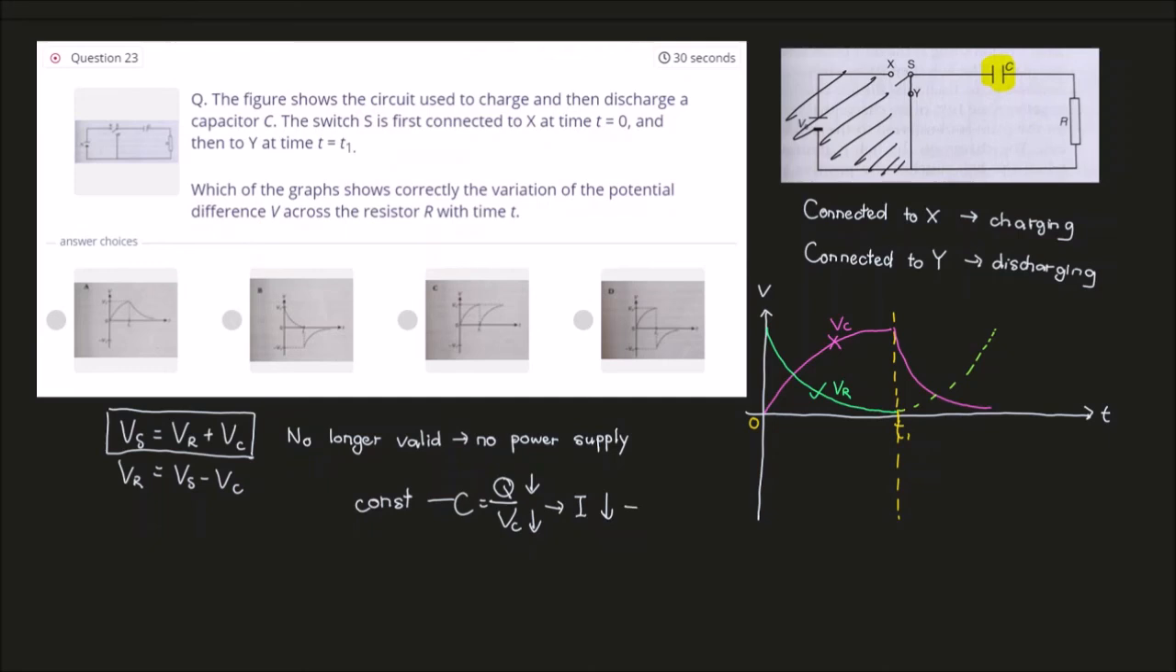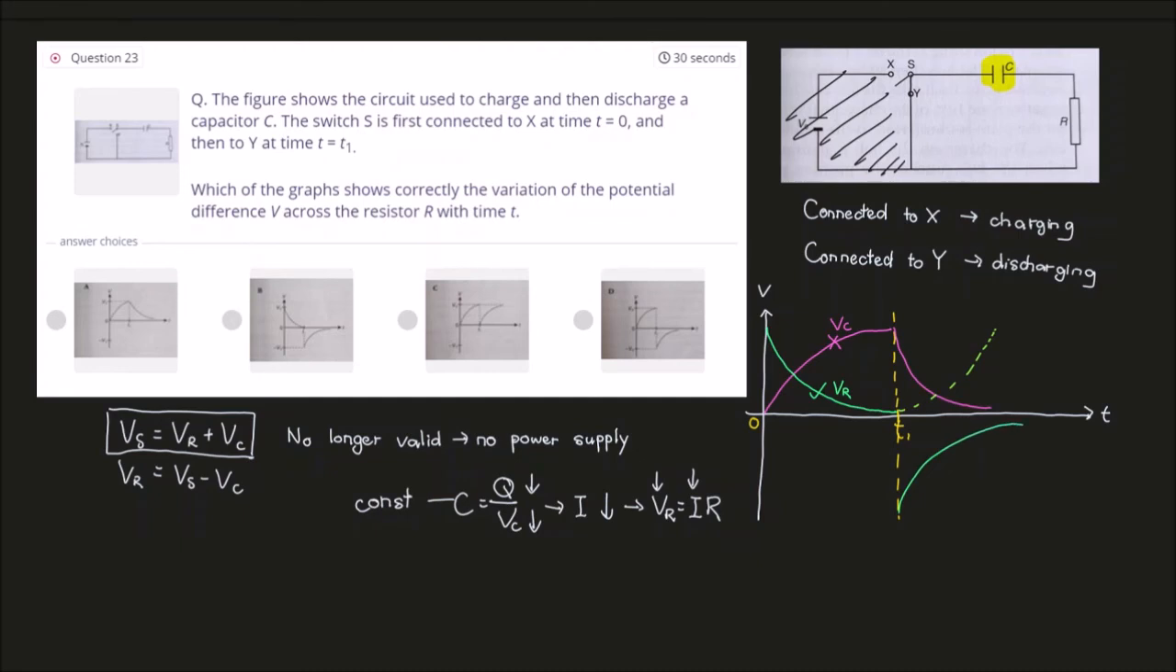So if the current decreases, then we know that VR is equal to IR. Okay, so if I is decreasing, then the voltage across the resistor should actually decrease as well. But what we should change here is we should actually flip the direction of the graph to be this way instead.